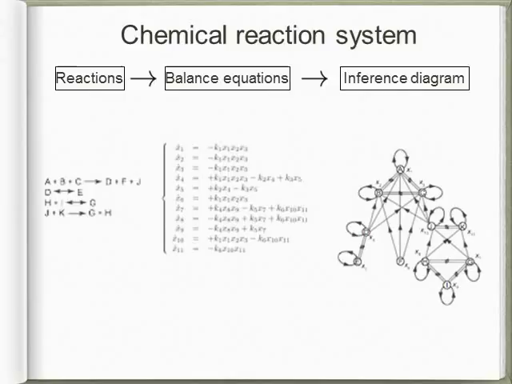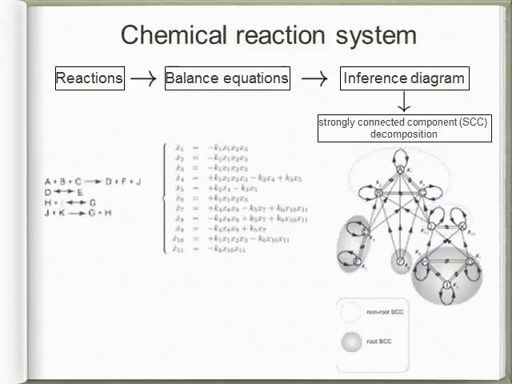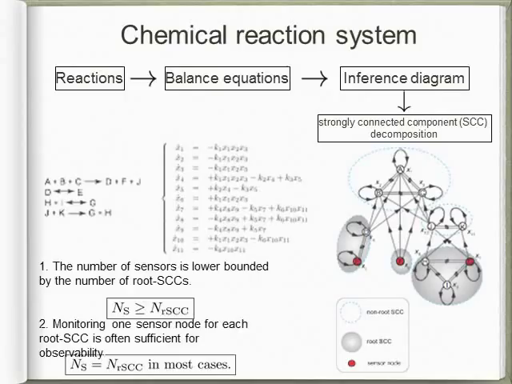Then you basically do the strongly connected component decomposition, SCC. You see here we have five different SCCs, and I color those root SCCs in gray. Those root SCCs have no incoming links. That means you have to measure at least one of them. So this gives you the lower bound of the number of sensors, which is basically the number of root SCCs.